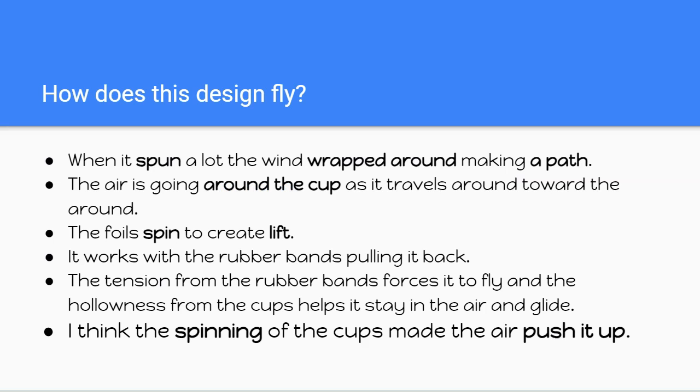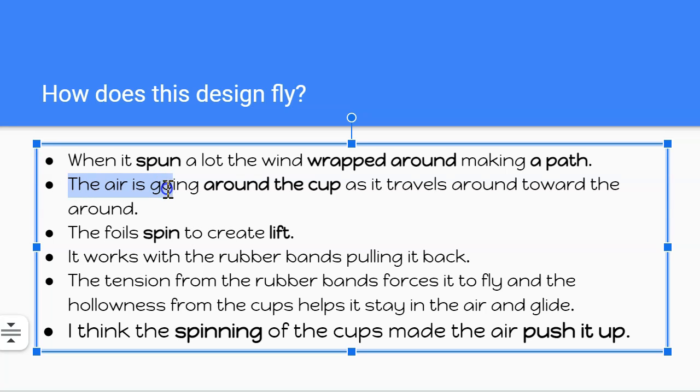Also, I want to talk about writing in your own words. So I had another challenge in aerospace. They had to explain how two cups taped together were flying, and we had a lot of different answers. One of the things I want you to do is proofread when you write. I'm going to highlight this one. "The air is going around the cup as it travels around toward the around." That's what they wrote down on their paper. This was group work. I assume everybody read that and said, that is a beautiful answer. Proofread your work before you turn it in.